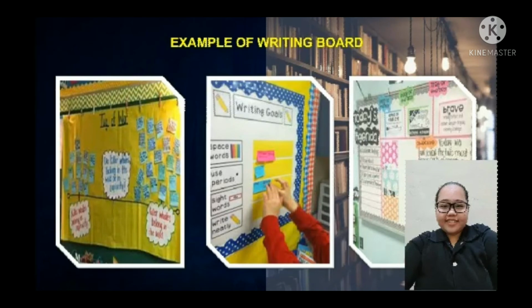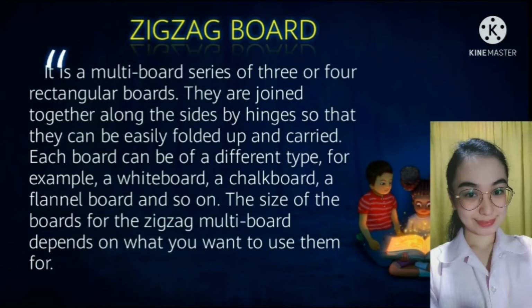Thank you for listening. Isang example din ng non-digital instructional materials natin ay ang zigzag board. A zigzag board is a multi-board series of 3 or 4 rectangular boards. They are joined together along the sides by hinges so that they can be easily folded up and carried. Each board can be a different type, for example, a whiteboard, a chalkboard, a flannel board, and so on. The size of the boards for the zigzag multi-boards depends on what you want to use them for.